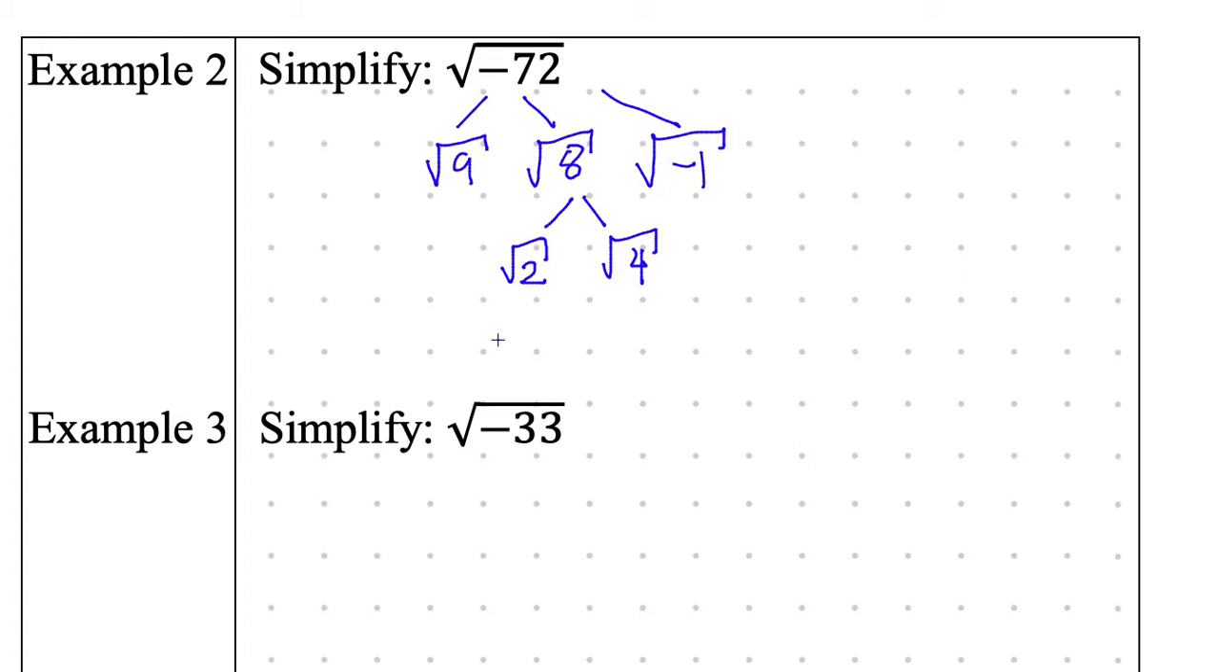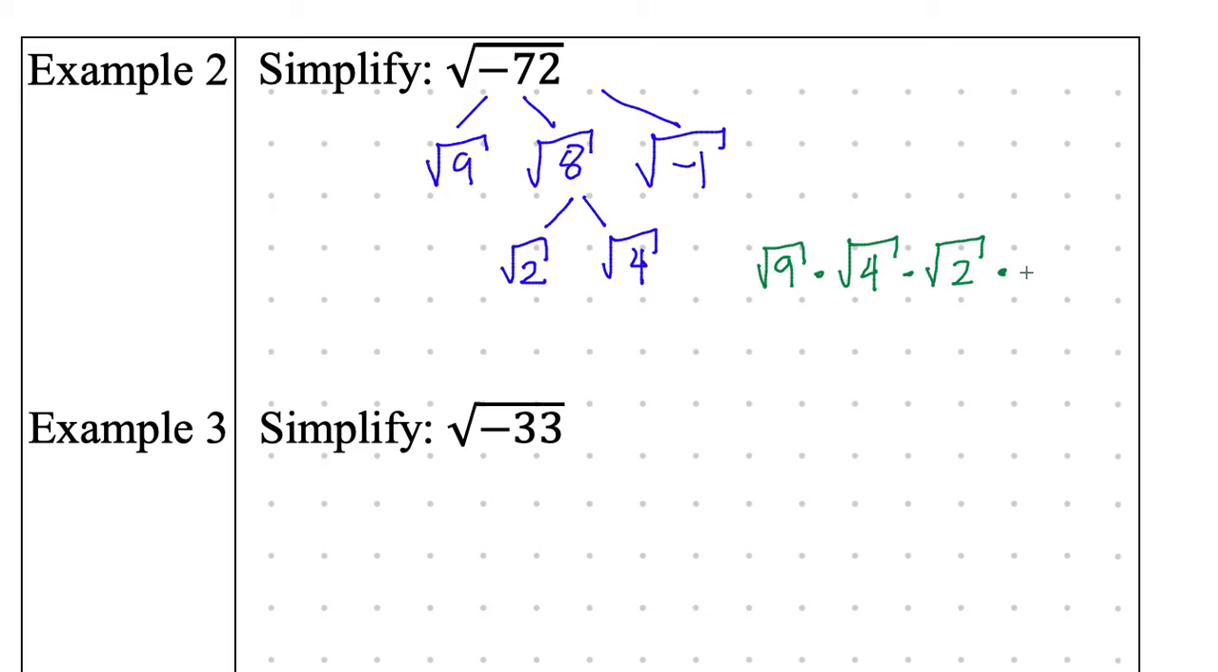India: It's going to be the square root of 9, the square root of 8, and the square root of negative 1. There's our first 3 branches. Perfect. Continue on. Then you're going to go the square root of 2 and the square root of 4. And then off to the side, where I had the square root of 9 times the square root of 4 times the square root of 2.